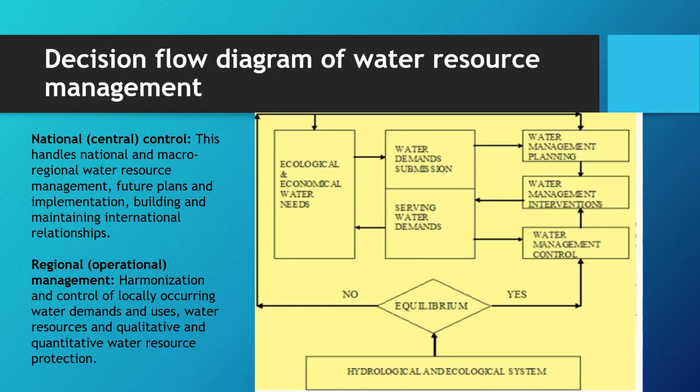So when there is water demand submission, we are going to realize that there must be water management planning, which leads to water management interventions. And these interventions will lead to serving water demands, which demands were created before. And then in a situation where we see that there is an equilibrium, we're going to have water management control, which is going to lead to water management interventions. And at the same time, we are going to get demands of water being served. So it's just about following the arrows and you'll get the whole thing.